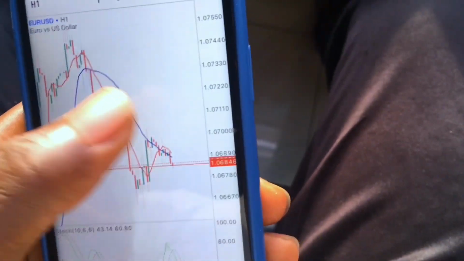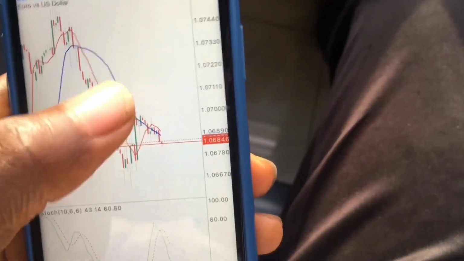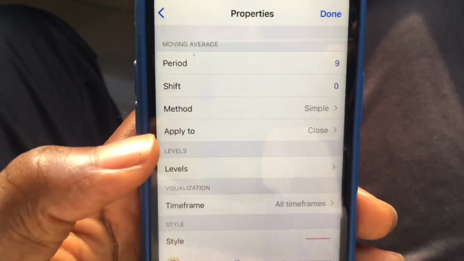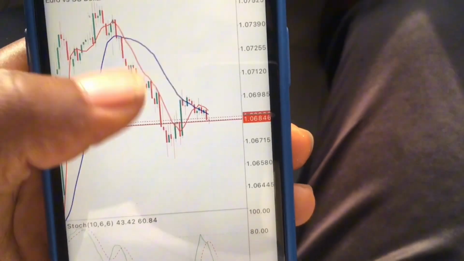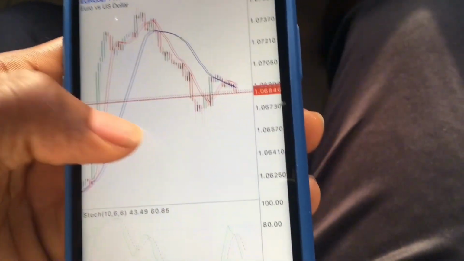One hour later. Now right here I'm looking to trade Euro USD, and I have two moving averages here. I have the 9 moving average and the 25 moving average. This one is actually the 25 and this one is the 9 moving average. Whenever I see price below this moving average, it signifies a sell in the market, and whenever I see price above this moving average, it signifies a buy in the market.